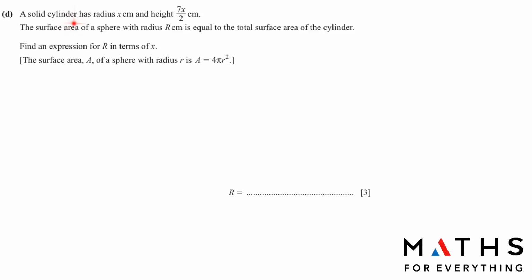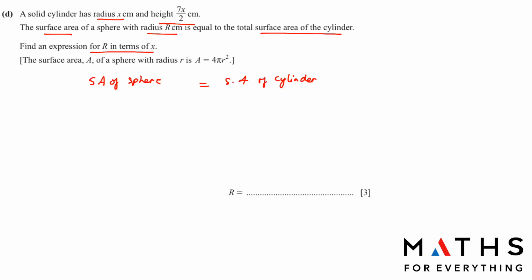Part D. A solid cylinder has radius x centimeter and height 7x over 2 centimeter. And the surface area of a sphere with radius r is equal to the total surface area of the cylinder. Find an expression for r in terms of x. The first thing we know is that the surface area of the sphere is equal to the total surface area of the cylinder. So surface area of sphere is equal to surface area of cylinder.